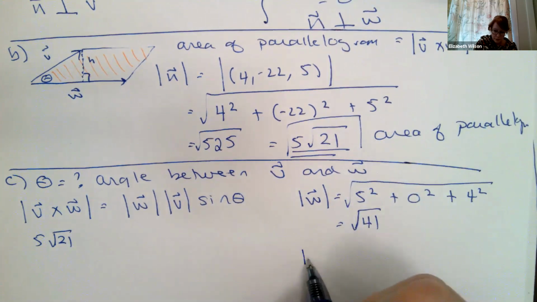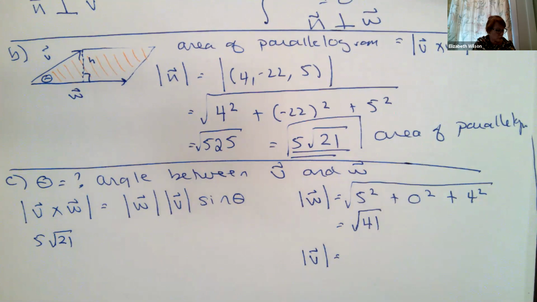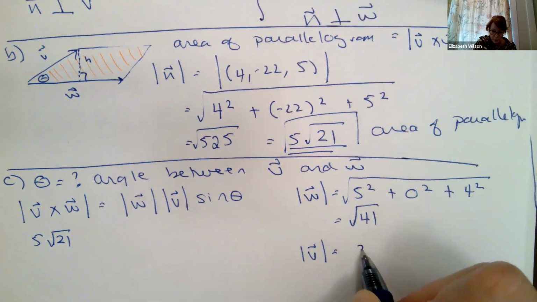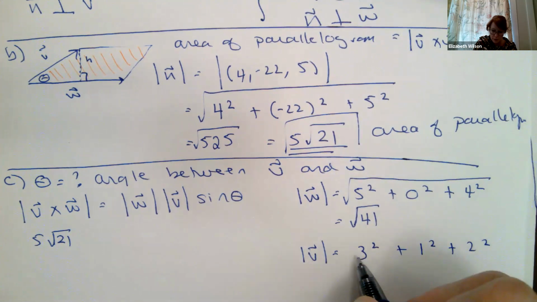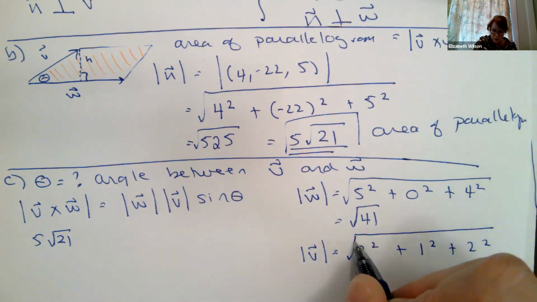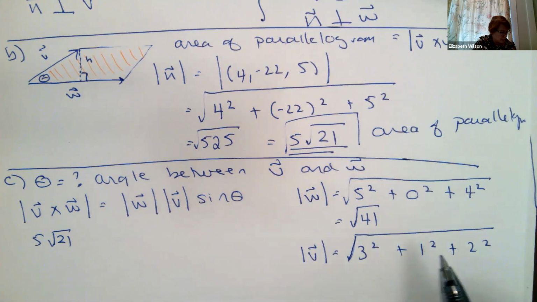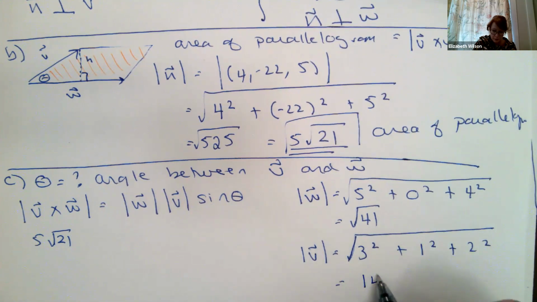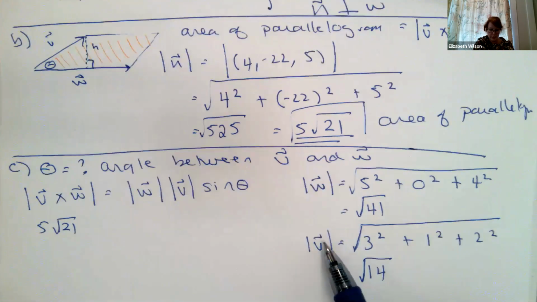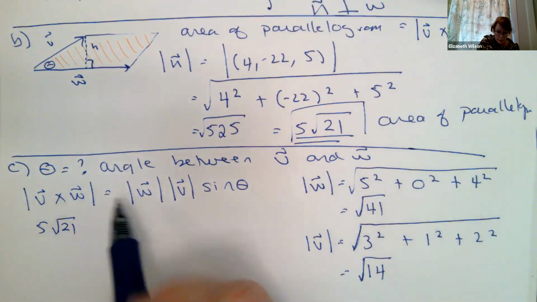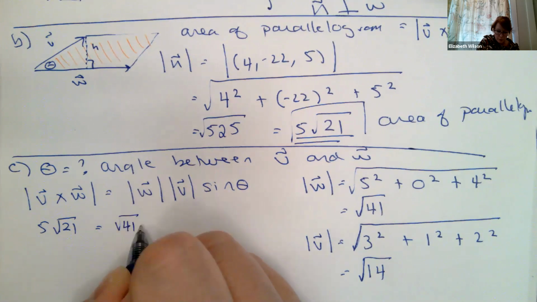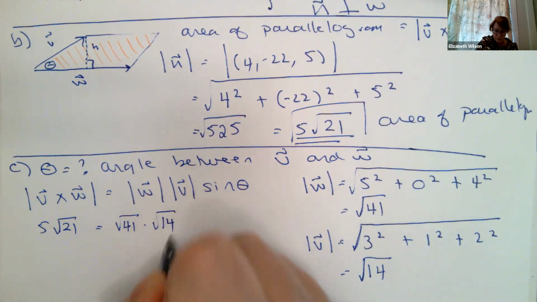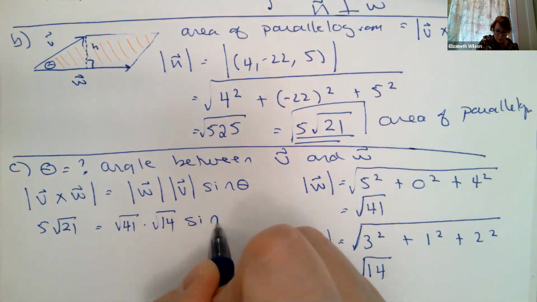Do the same thing for V. I'm going to square each component, 3 squared, plus 1 squared, plus 2 squared, sum them all up and take the square root. So 9 plus 1 plus 4, that's going to give me radical 14. Okay, magnitude of W, magnitude of V. So let's plug in our pieces. So magnitude of W, radical 41, times magnitude of V, radical 14, times the sine of theta.